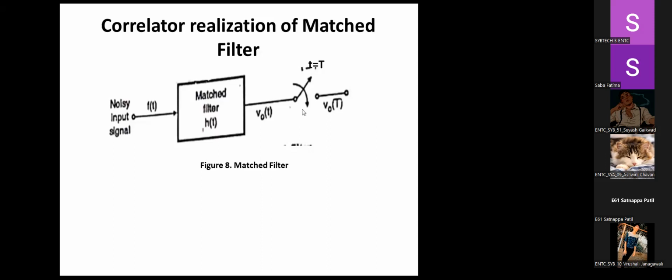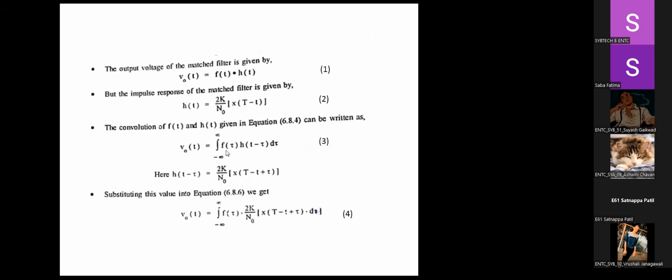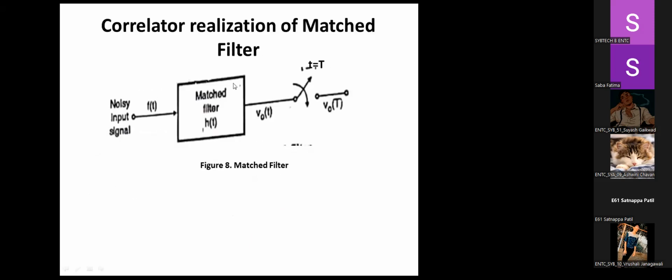So consider this block diagram. This is the block diagram for the match filter, and we are going to determine that the impulse response of the match filter and the correlate filter is the same. First, consider the output of the match filter, which is given as v output of t is equal to f of t convolved with h of t. The noisy input signal we are considering as f of t, and the match filter impulse response we are considering as h of t. So v of t is the convolution of f of t and h of t.